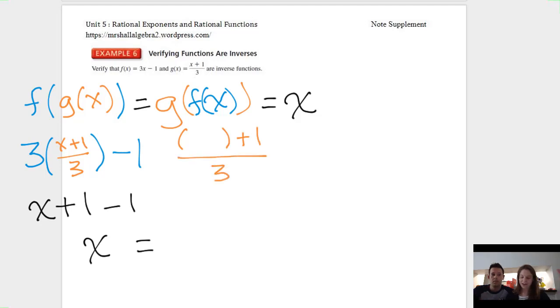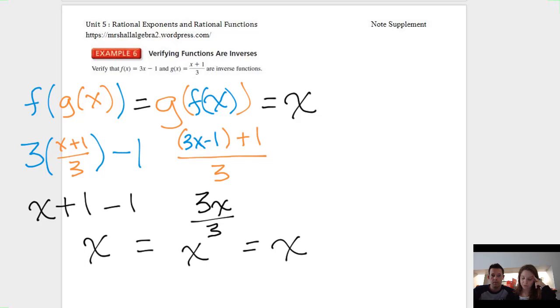So I first write the function g, leaving space for the input. The input is f of x, which is 3x minus 1. Now, since the fraction bar is a grouping symbol, we'll simplify the numerator. We'll get 3x over 3, and that's equal to x.